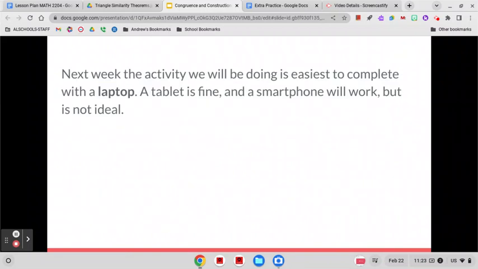Next week, after the test, you will need some kind of a tablet, a laptop, a smartphone. Laptops are going to be the best. A tablet will work, and a smartphone will work less well. So if you have a laptop, access to a laptop, please bring one. If you have a tablet, that will work just fine. If you have a smartphone and nothing else, bring it. You can still do the activity. It'll just be a little less fun.